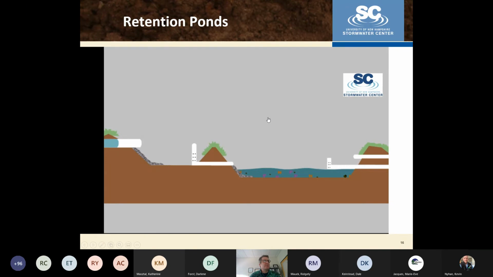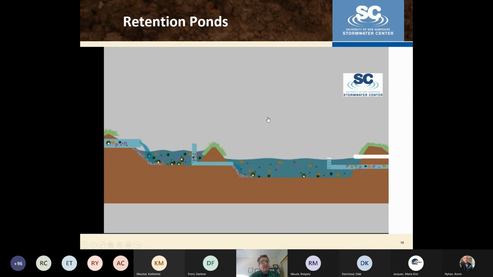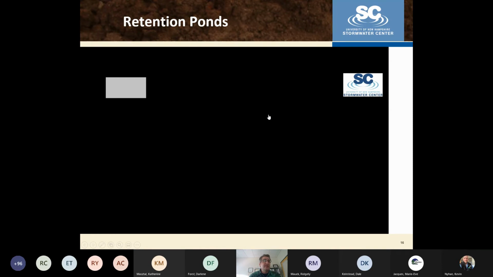So retention ponds. I talked a little bit about retention ponds, and they can do well. They have a history of not doing well and actually being sources of pollutants due to lack of maintenance. So the maintenance of a retention pond is going to be difficult. A lot relies on the pretreatment, whatever that is.